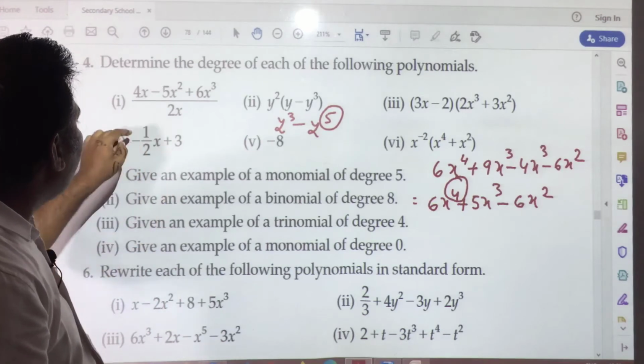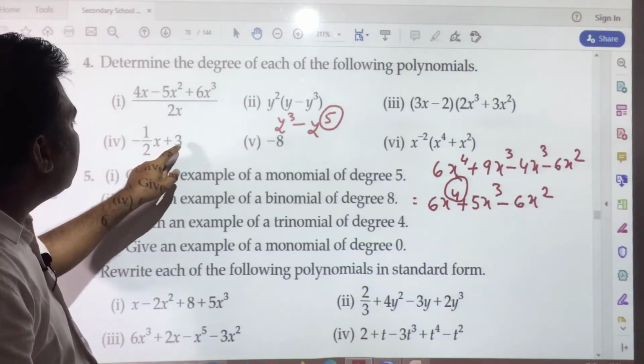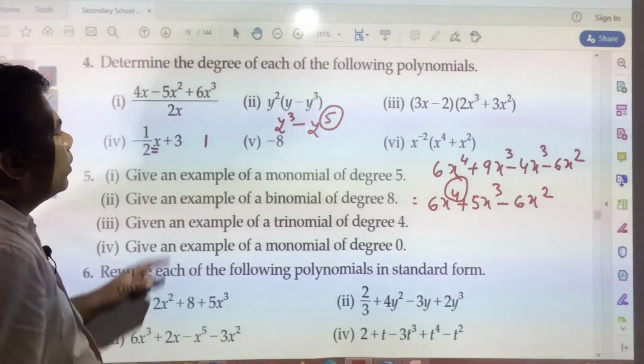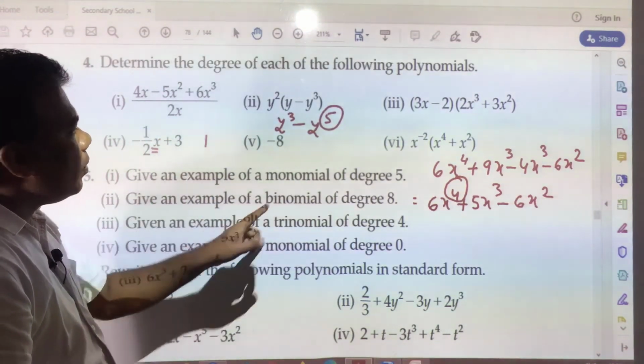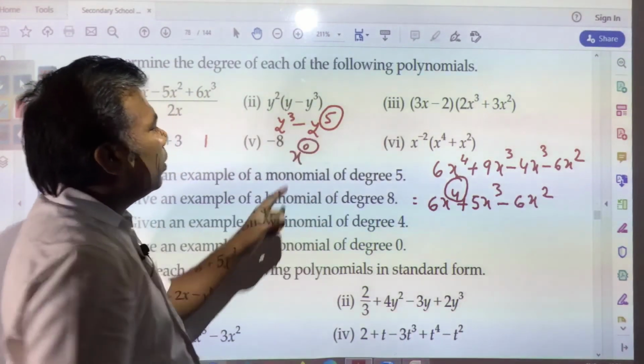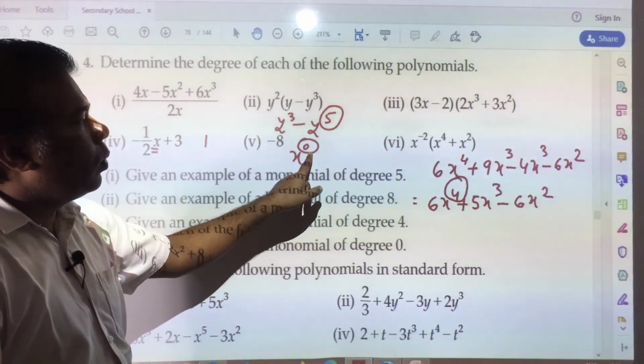Next you have minus 1 by 2 x plus 3. So, here only x you have. So, degree is 1, x to the power 1. Here x to the power 0 you have. So, degree is what? 0.